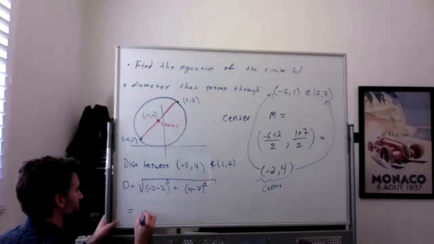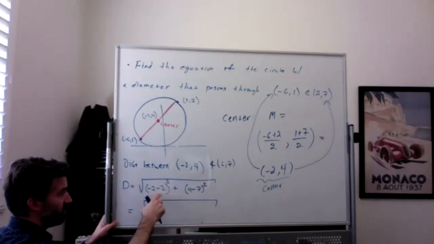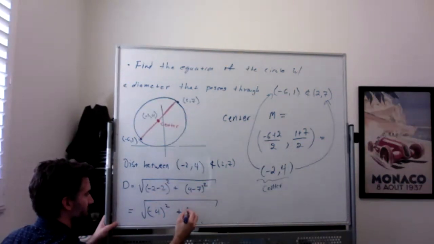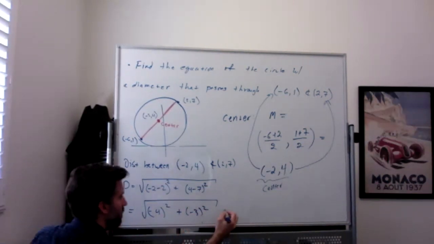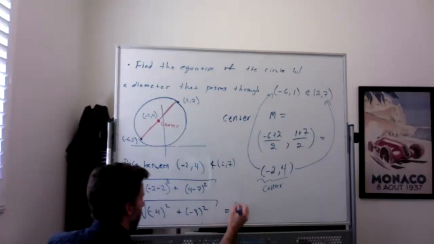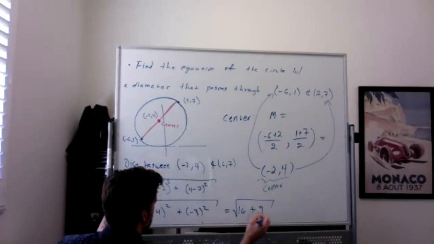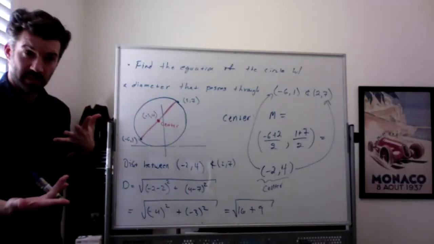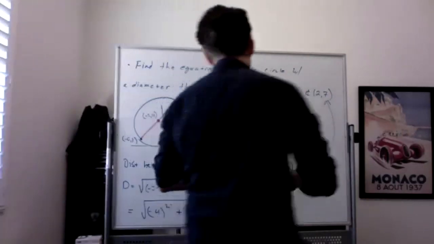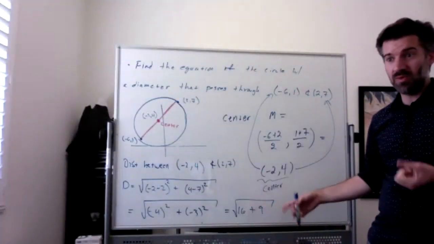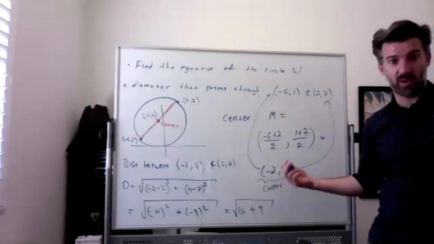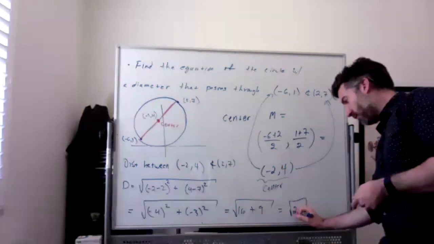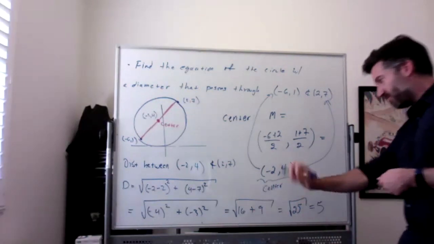So we're going to get the square root of -2 minus 2, which is -4 squared, plus 4 minus 7, which is -3 squared. So that's going to be the square root of 16 plus 9. I've actually picked this example on purpose to point out that when you take the square root of a sum, you have to actually add the things and not just square root each part. So the square root of 16 plus 9 is the square root of 25, which is 5.